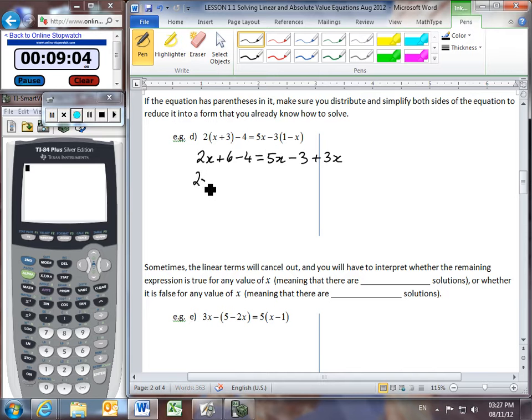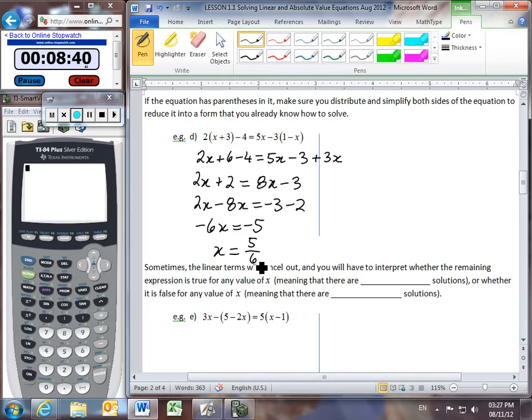Simplifying each side gives me 2x plus 2 equals 8x minus 3. And now, just like any other problem, let's bring the linear terms to one side and the constant terms to the other side. Divide both sides by negative 6, and we end up with a negative divided by a negative, which cancels: 5 over 6.